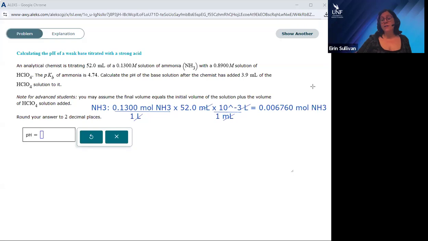If we've gone past the equivalence point, then all we have at this point is excess acid. So we're just going to work out how many moles of excess acid we have. And because it's a strong acid, it's going to be very straightforward to work out our pH.